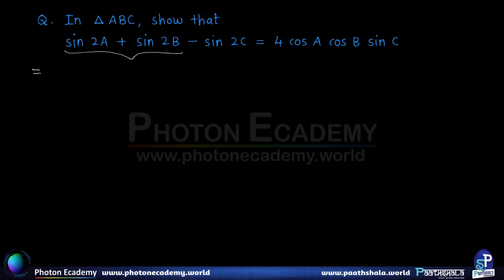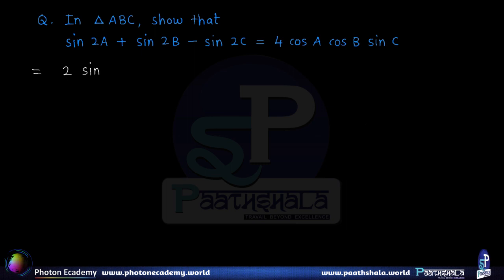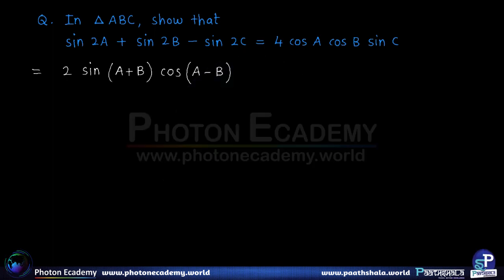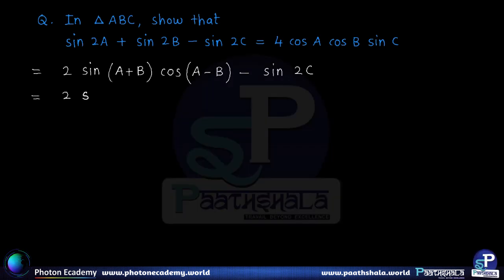We can merge the first two terms because both are positive, sine plus sine, so that gives us 2 sin((2A + 2B)/2), that is just (A + B), multiplied by cos((2A − 2B)/2), which is nothing but (A − B), minus sin 2C as it is for the time being. Now we have seen the result for angles of a triangle that sin(A + B) can be written as sin of the third angle, that is sin C, into cos(A − B).